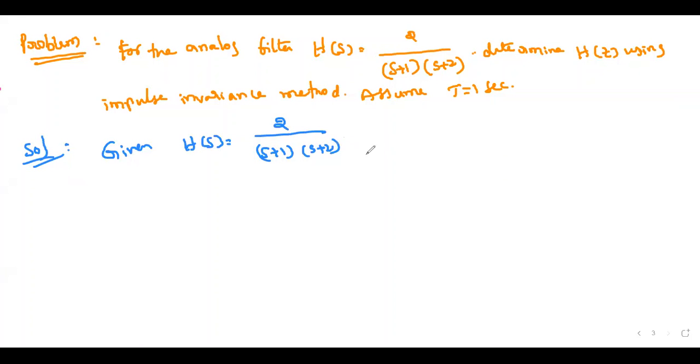Then tell me, someone, what is the next step? How to proceed? Laplace transform? No, that is not the first step. That is the next step. Partial fractions, very good. The first step is to take the partial fractions. So I'll take it as C1 by S plus 1 plus C2 by S plus 2, or A by something, B by something. It's up to you. Okay, I will go with your method.